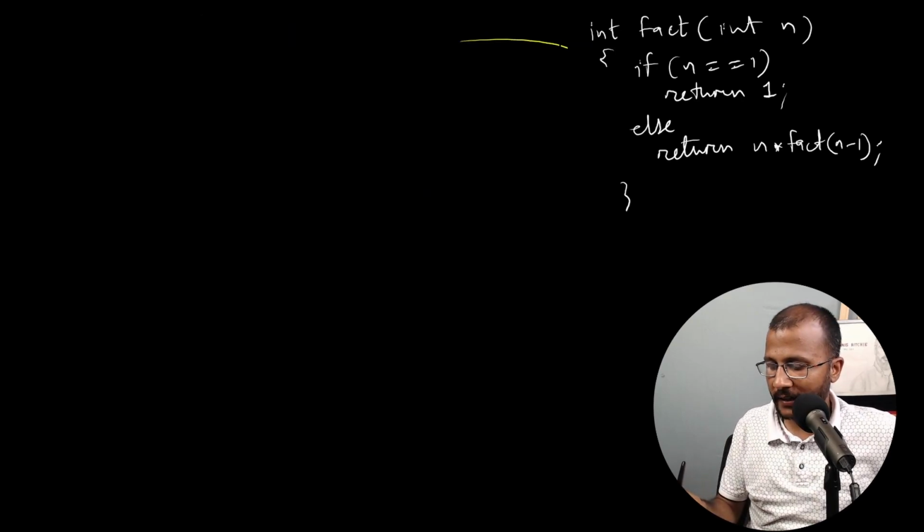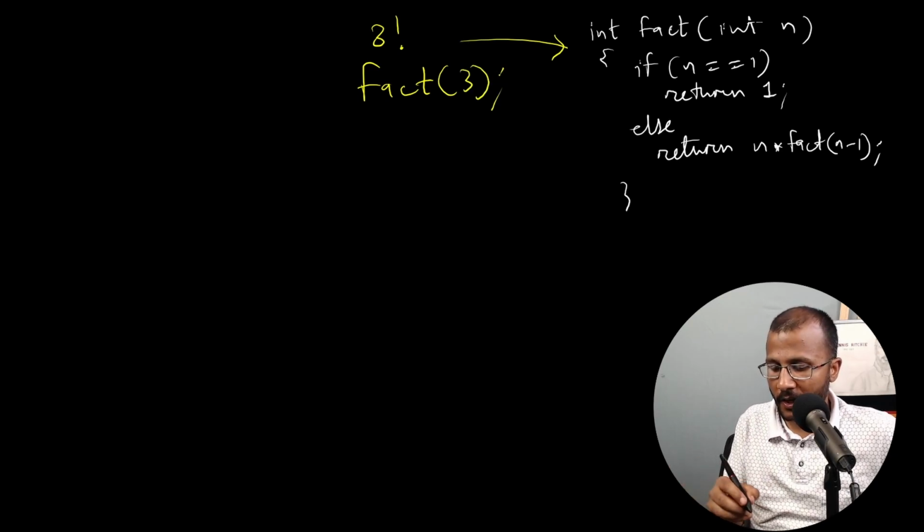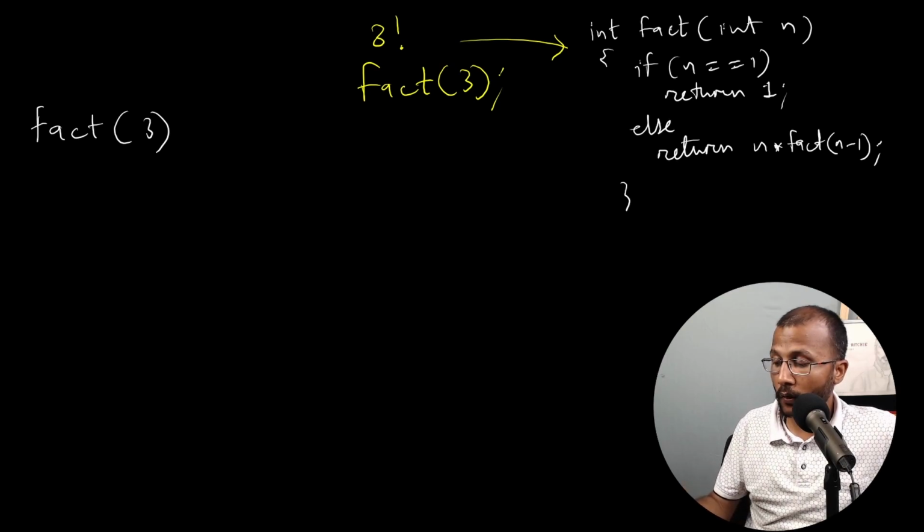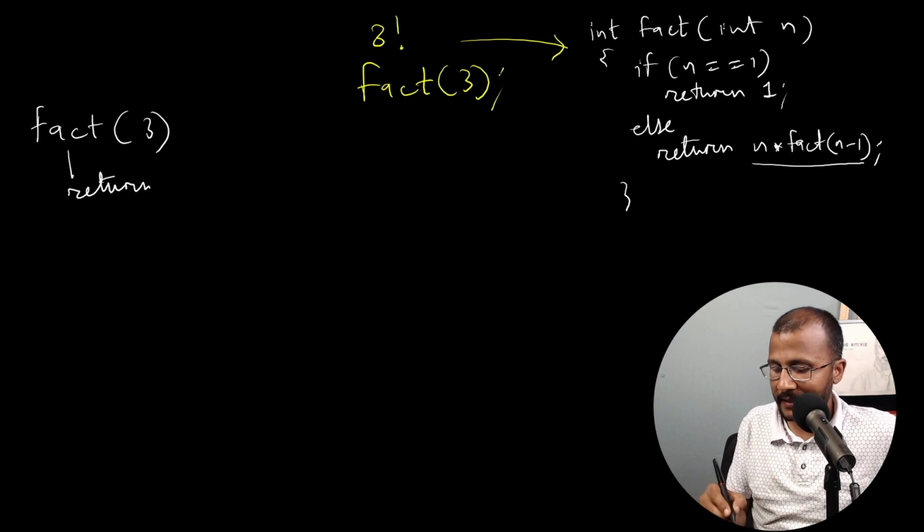So this is the function to find the factorial of a number. Let's assume that I would like to find the factorial of 3, that is 3 factorial. So I'm going to make a call to this function in the main function by making a call fact(3). Okay, so this will make a call to this function. So whenever I make a function call to fact(3), it is going to go to the else part, because 3 is not equal to 1. So it will run this statement. What is the statement? The statement is return n times, n is 3, 3 times fact of 3 minus 1, which is 2, fact of 2.